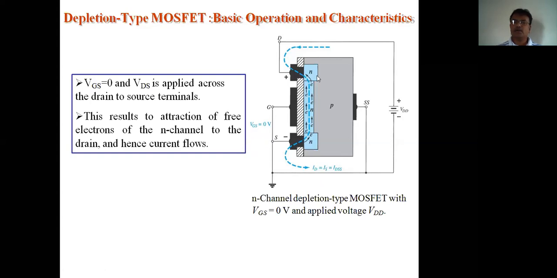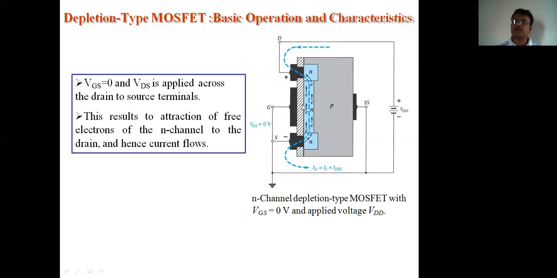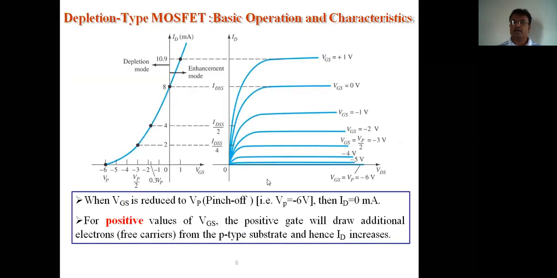If you apply positive voltage, more and more electrons will flow. The current will go on increasing. It may become uncontrollable. Here, only one example we have taken, VGS equal to plus 1 volt. Current increases. Imagine VGS equal to plus 2 volts, still further increases. So always we will try to control the current by applying VGS more and more negative.